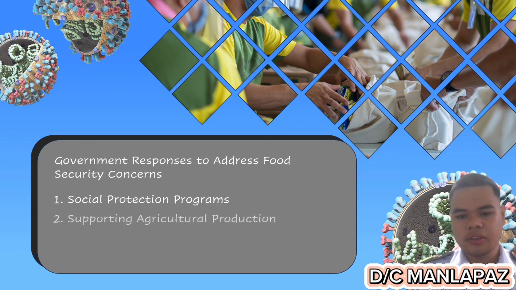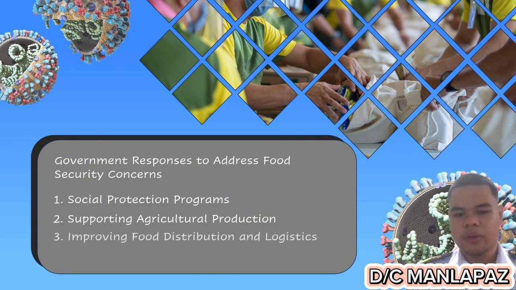Second is supporting agricultural production. The government provided support to farmers, such as subsidies for agricultural inputs and access to financing to help them maintain production and increase food supply. Lastly is improving food distribution and logistics. The government worked to improve food distribution and logistics networks to reduce the disruption and ensure that food reaches areas with demand.